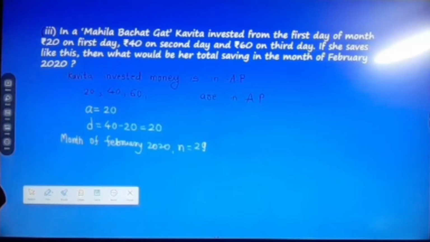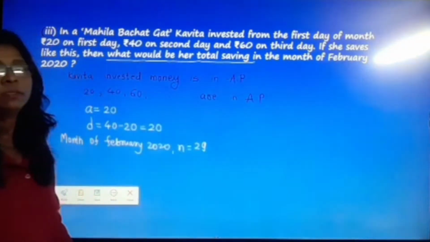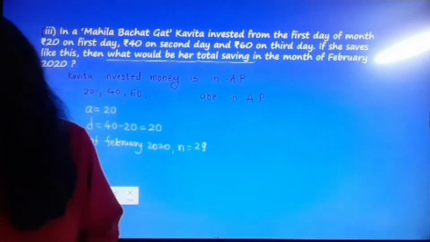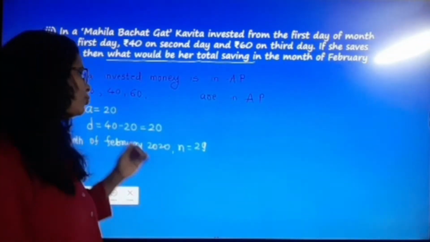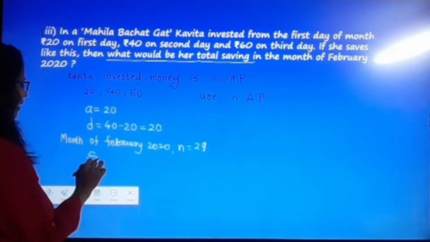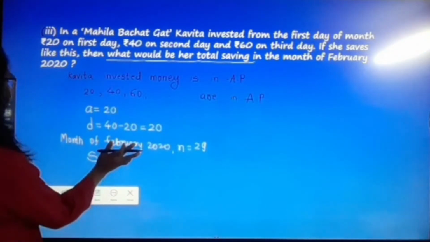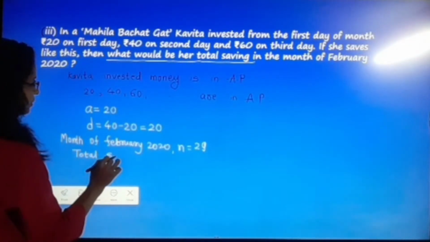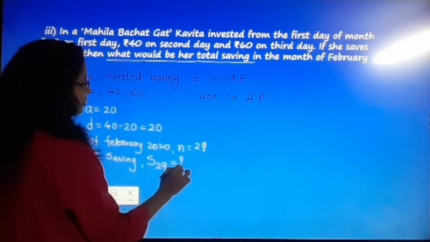Then here students, what would be her total saving? Yes, we have to find out the total saving. That means here students, we have to calculate the SN. So here I write down that SN is equal to question mark. First I write down total saving, that means S29 is equal to question mark.